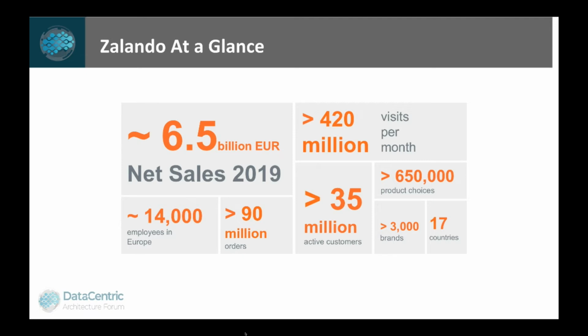What you need to know is that Zalando has its headquarters in Berlin. It's a German company, but it operates in 17 European countries, which means 12 different languages. So that's already good to know, and that will play a role later in the knowledge graph. What's also really interesting is that we have over 35 million active customers currently. That's a lot of data, especially about how the customers are interacting with Zalando.